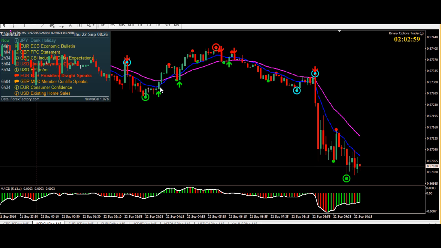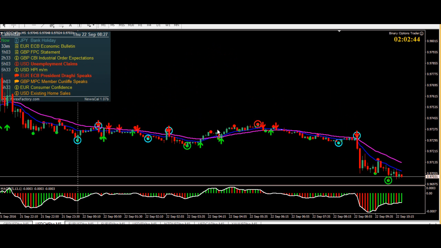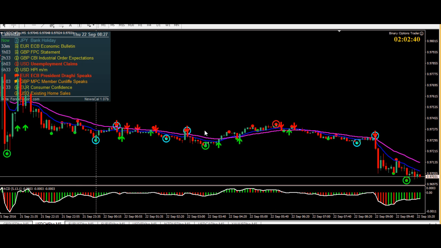So the direction, I look out for the big ball, the arrow, then I trade. I look out for the small ball, the small dot, like this, the arrow, then I trade. And I look out for the overall market sentiment.